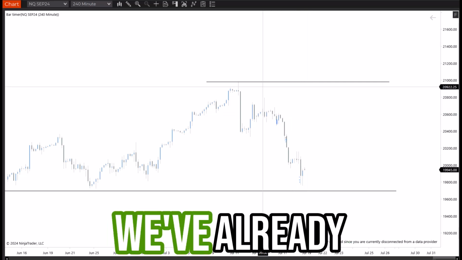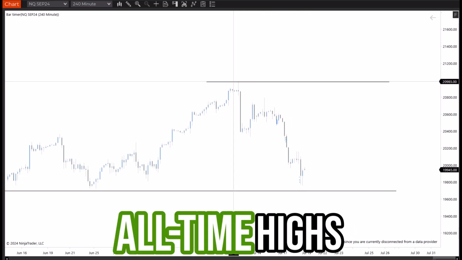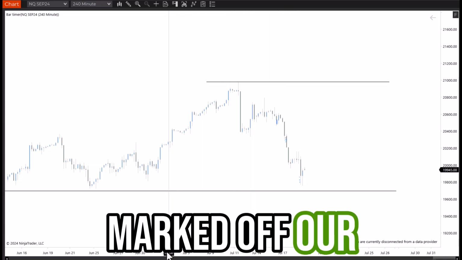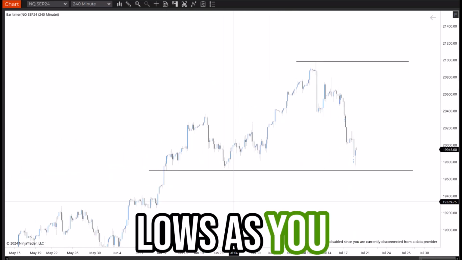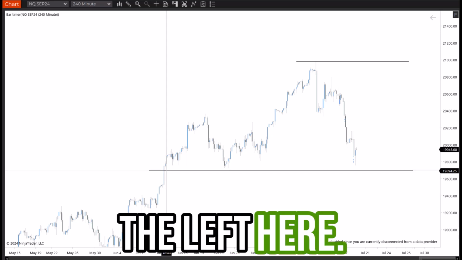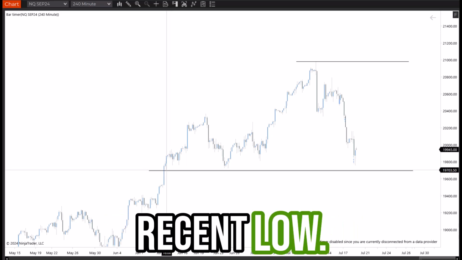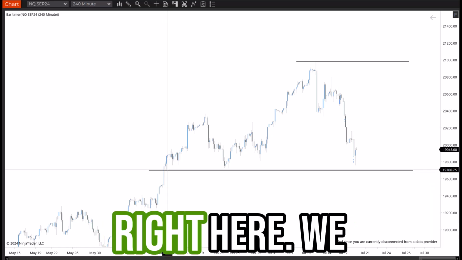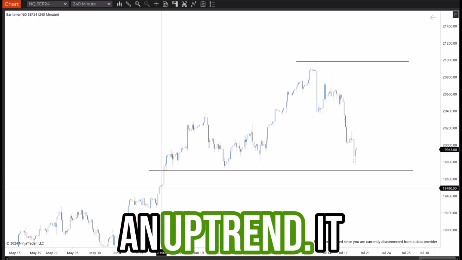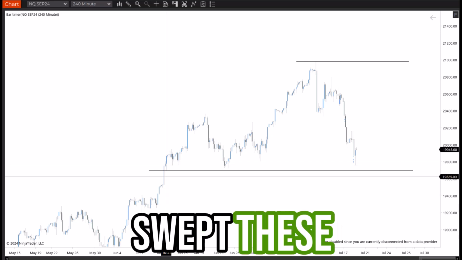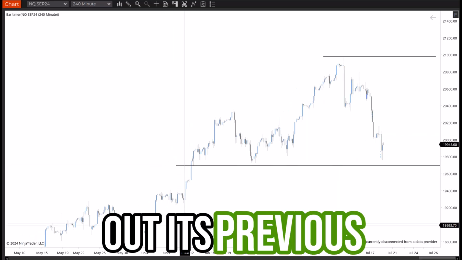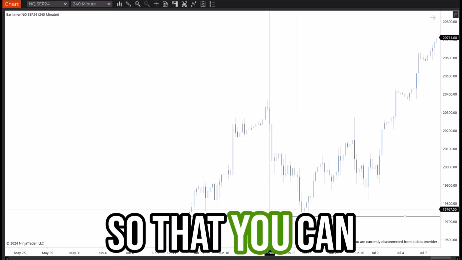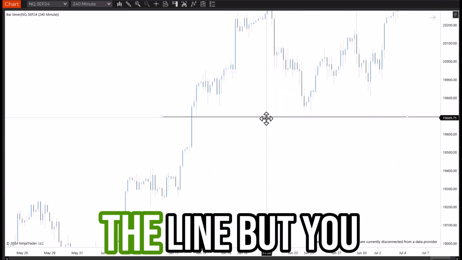So on the 4 hour, we've already marked off our all-time highs right over here, and then we marked off our most recent lows. As you can see to the left here, this is a most recent low. This is a liquidity sweep right here. We see that the market was in an uptrend. It swept these lows. It took out its previous low. Let's zoom in right here just so that you can see what I mean. Oops, I moved the line.